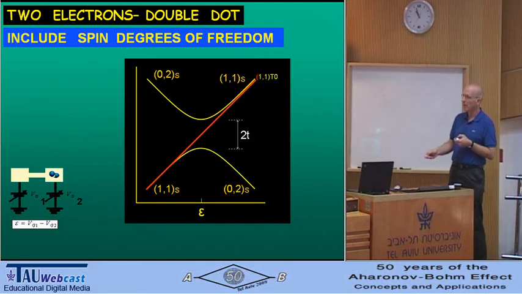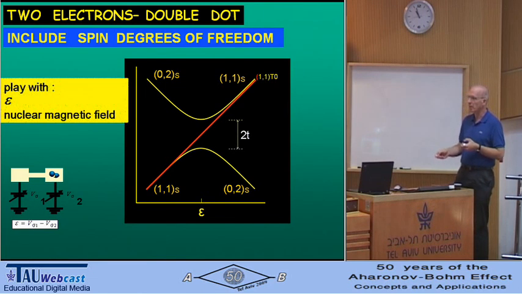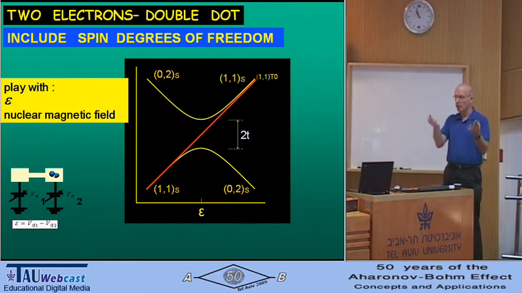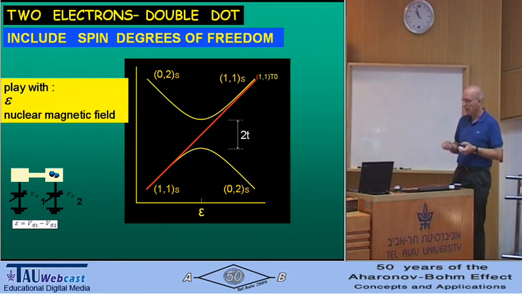The next state, this straight line, is a triplet (1,1). One electron is on the left, one electron is on the right. Now, we can control and play with the system by playing with two handles. One handle is playing with the difference in the electrostatic potential of the two dots. The other is by a clever, effective use of a nuclear magnetic field.